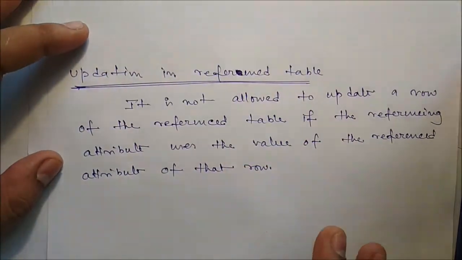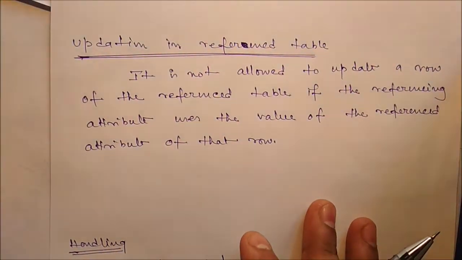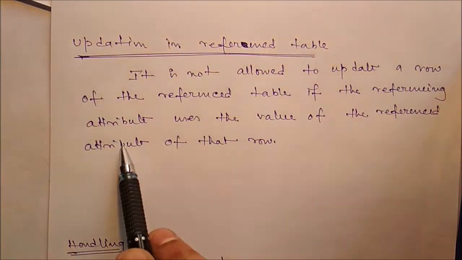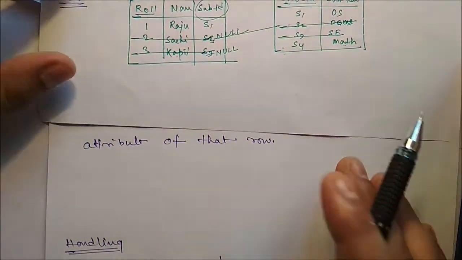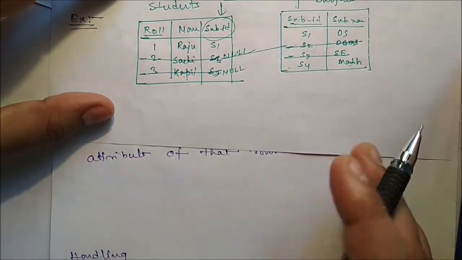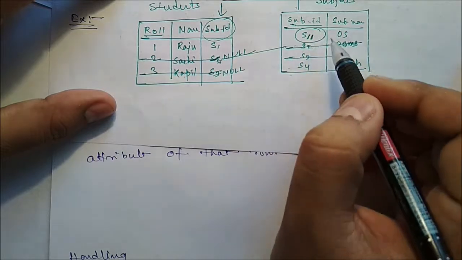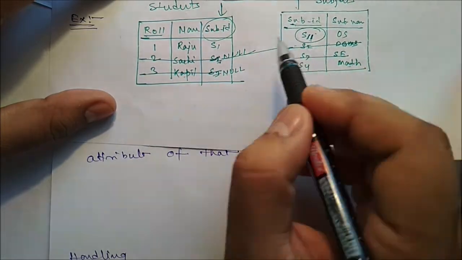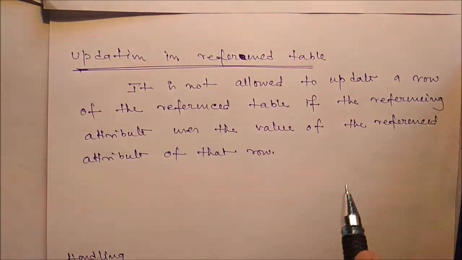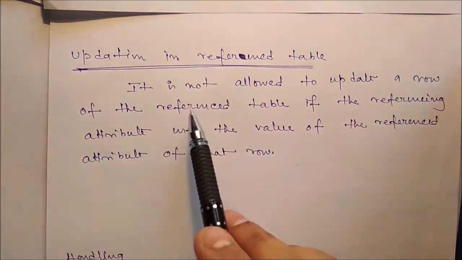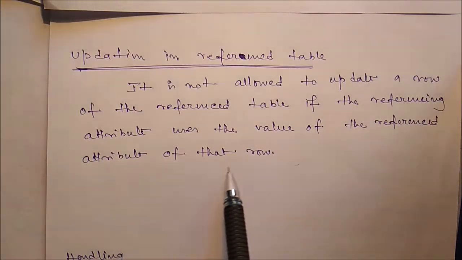Next we can say updation in reference table. We want to update. Now it is not allowed to update a row of the reference table if the referencing attribute uses the value of the reference attribute of that row. That means suppose here we want to change the subject name. Suppose instead of S1 we want S11, so we have to update this particular value. But here it is S11, here it is S1, so it is not allowed. So it will restrict the change. So it is not allowed to update a row of the reference table if the referencing attribute uses the value of the reference attribute of that particular row.